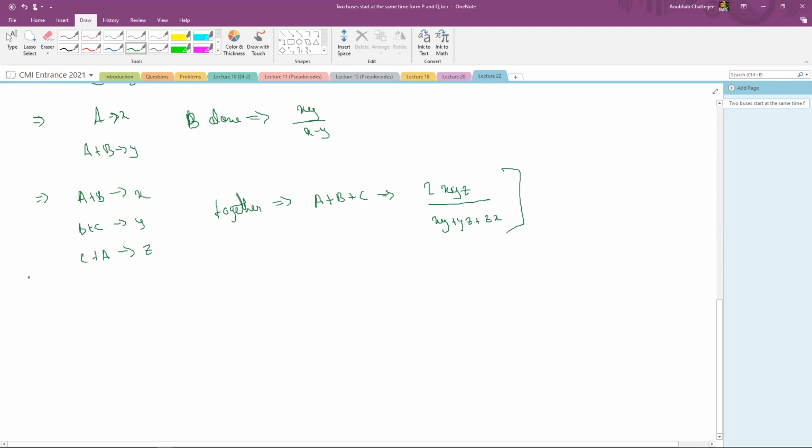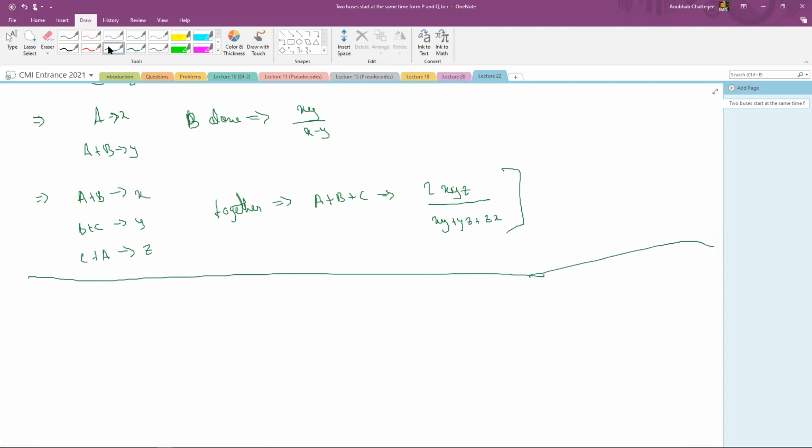So mostly that does it for time and work. Let's look into some time and distance things. Quickly go over the formula. So speed is given by distance by time, as you people already know.